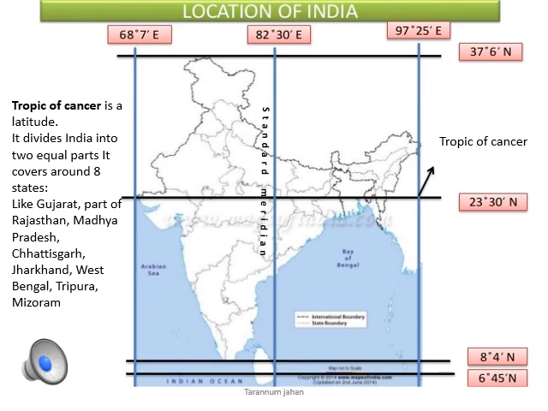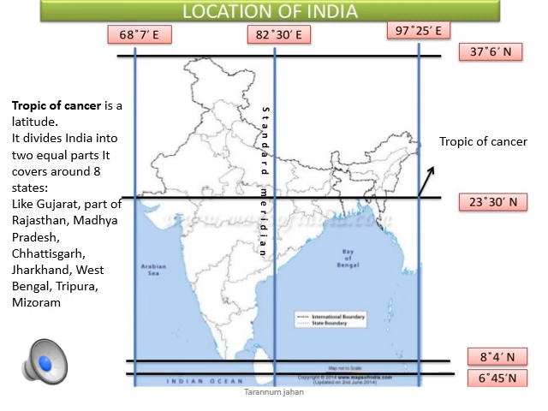But while this latitude is moving around India, it is covering around 8 states. Now what are those 8 states that are covered by the Tropic of Cancer? Gujarat, part of Rajasthan, Madhya Pradesh, Chhattisgarh, Jharkhand, West Bengal, Tripura and Mizoram.